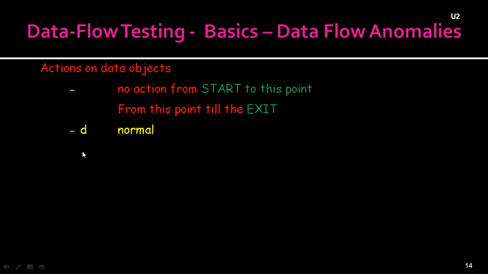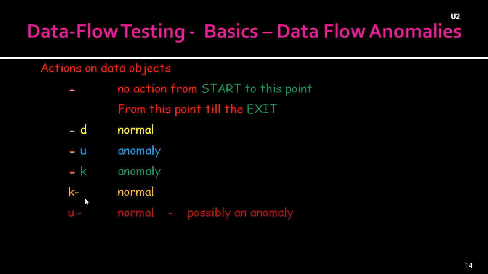First time if you are going to use, possibly there could be a problem, because without defining it first, you cannot use it. So you have to do DU: define and then use. If you try to use a variable that has not been declared, then it is a problem. And K, which is also an anomaly: without declaring, if you try to kill it. So without birth, can you kill anything? No. First it has to take birth, then only you can kill. Now UK is normal, so after using, killing.